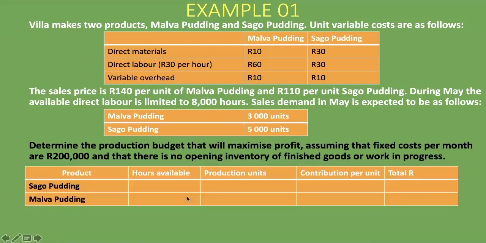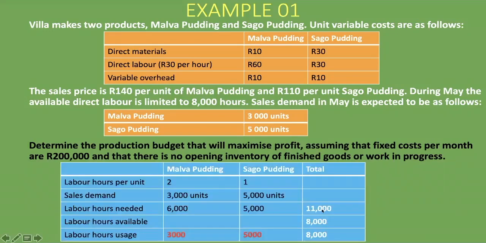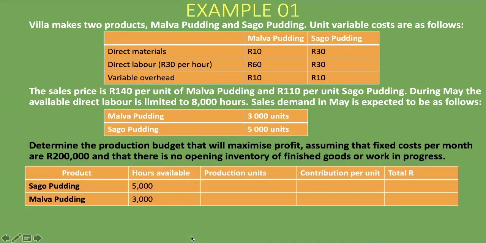Okay, so now that we know how many hours each product will use, we can create a table, and you can see from this table here is a simple table. Yours doesn't have to be the same like this one, it can be a bit different, but it will still do the job. So the product here is Sago pudding and Malva pudding. We need to now put the hours available. Remember, the hours available for each unit is the 5,000 hours for Sago pudding and 3,000 hours for Malva pudding that is remaining. And we have just put them down. Remember, Sago pudding is our priority here because it gave us a higher contribution per limiting factor.